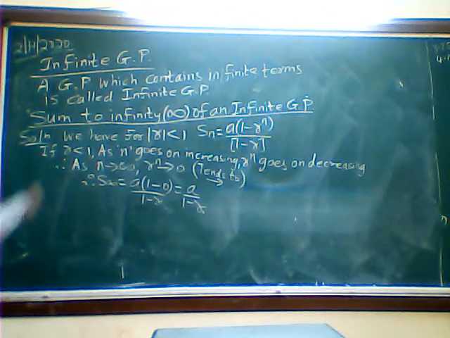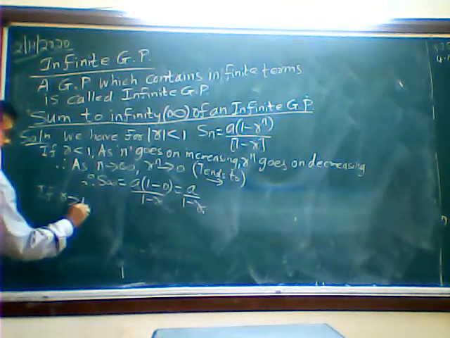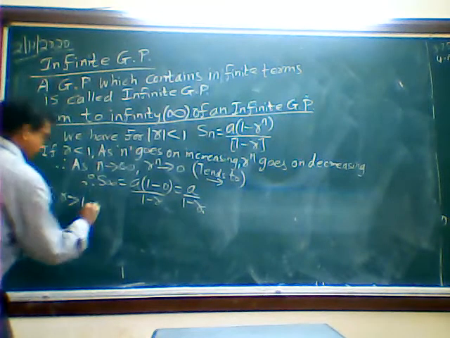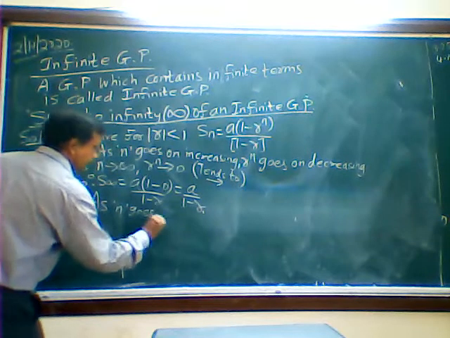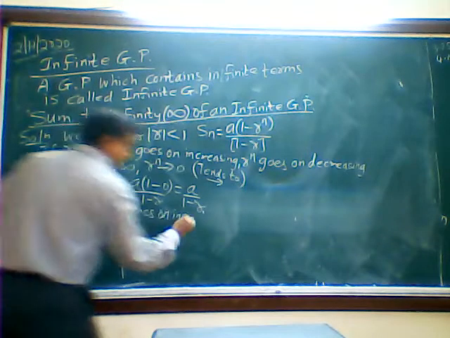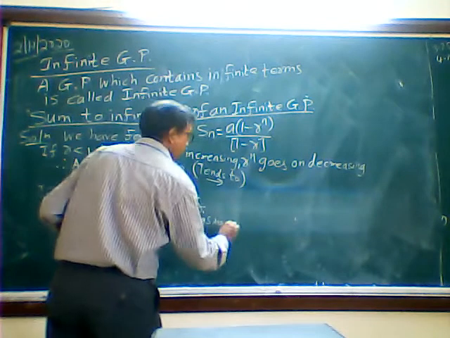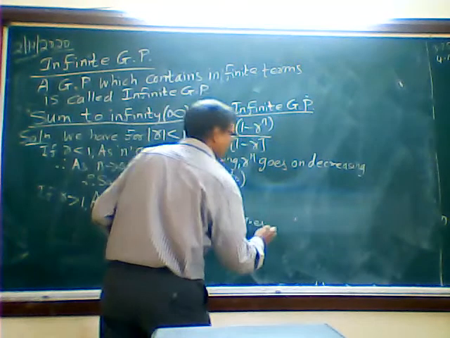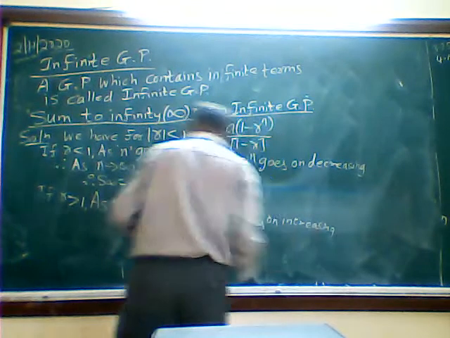Okay. Same, second case now. If mod r is greater than 1. As n increases, if r is greater than 1, as n goes on increasing, r raised to n goes on increasing. R raised to n goes on increasing.